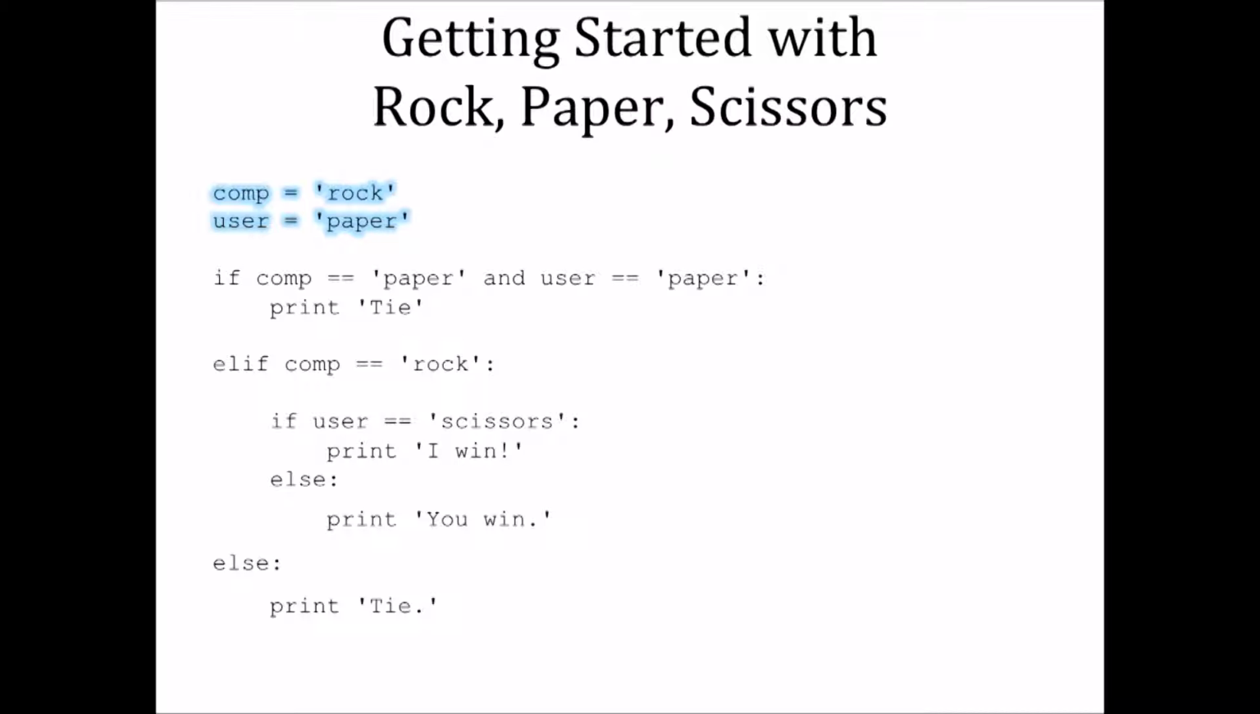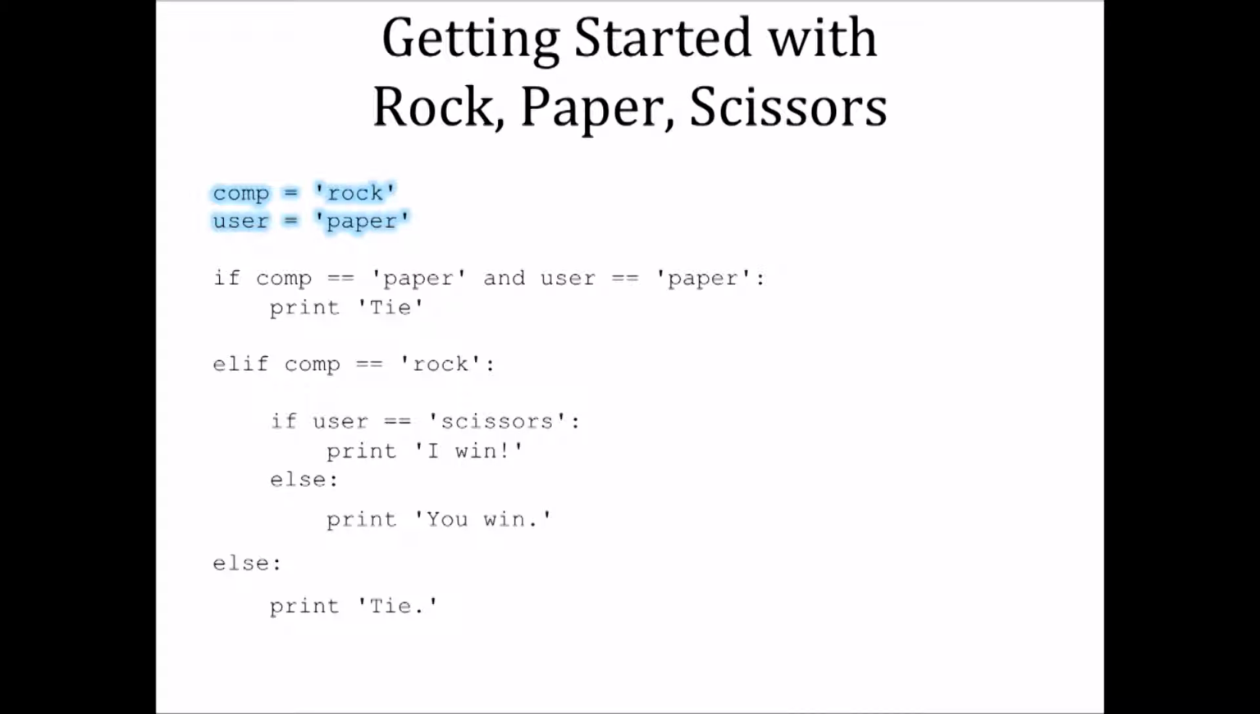What are these lines doing? They are defining 2 variables, comp and user. The variable comp stands for the computer's choice, and the variable user stands for the user's choice. Notice that comp is defined as rock. This means that anytime the program wants to use the variable comp, it will get back the word rock. Similarly, the variable user stands for the word paper.